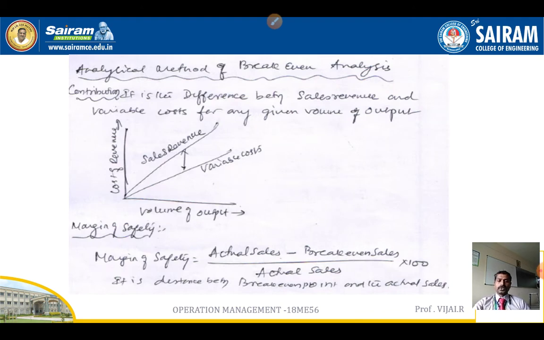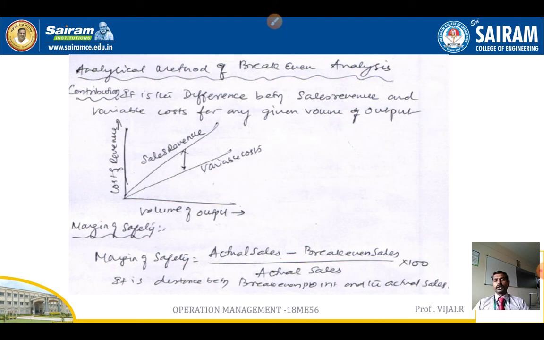So the margin of safety is the actual sales minus the break even sales, divided by the actual sales. It is the distance, the difference between the actual sales, okay? The break even point and the actual sales, we call it the margin of safety.